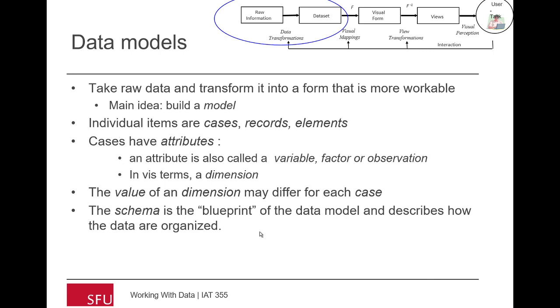But a schema is the blueprint of the data model that describes how the data are organized into cases, records, elements, what the dimensions are, what the factors or observations are, what the values are. Now, I've just kind of waved my hands, I'm waving my hand live, even though you can't see me do it, about what each of these things means, just basically to say that the act of coming up with a particular mapping of each of these items that are in the raw information to a data set is the act of creating a schema, a blueprint, as to how you're going to use your data.